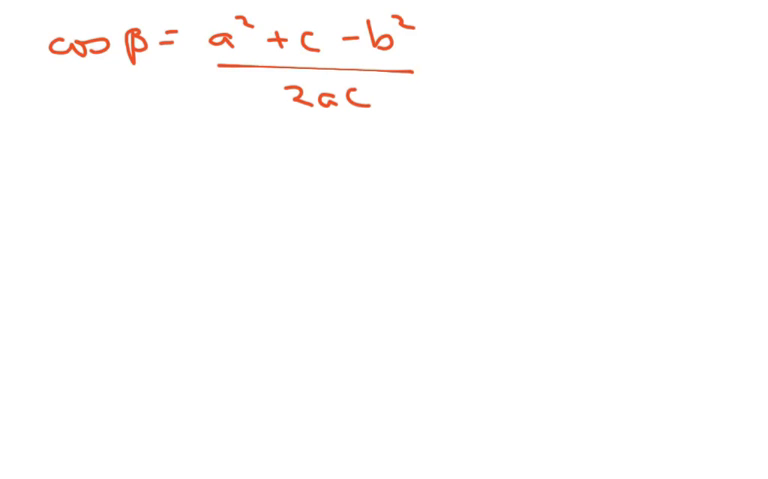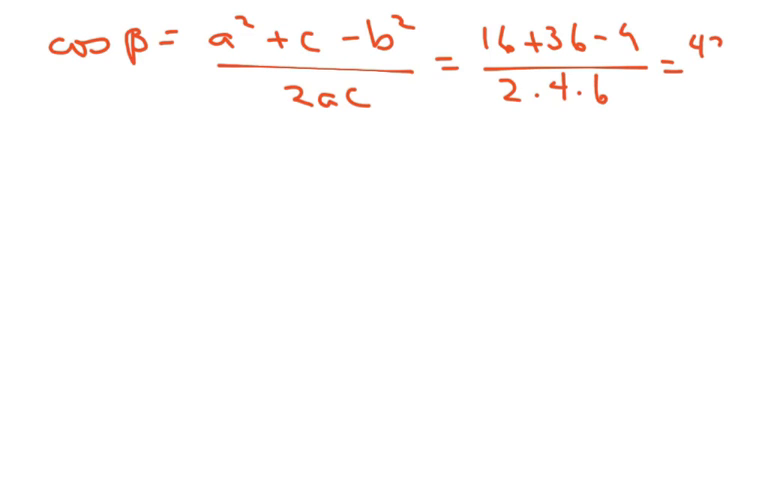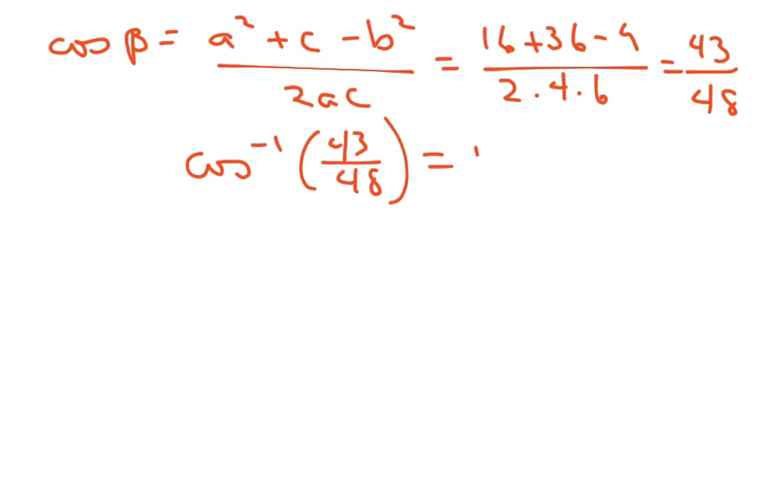The next one we're going to find is beta. We write down the formula: cosine of beta equals a squared plus c squared minus b squared over 2ac. I fill everything in. I get 16 plus 36 minus 9 over 2 times 4 times 6 equals 43 over 48. Take cosine inverse of 43 over 48 to get your beta. So beta is approximately 26.4 degrees.